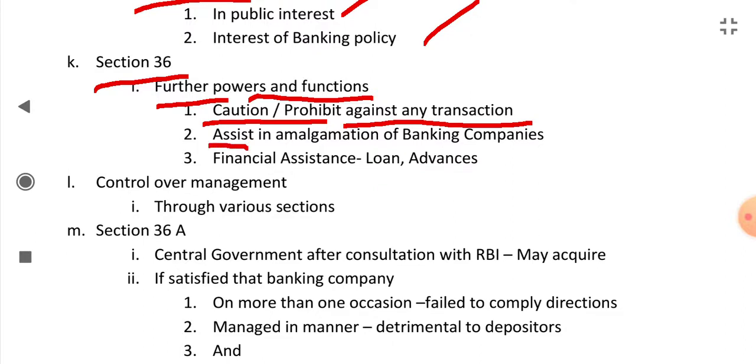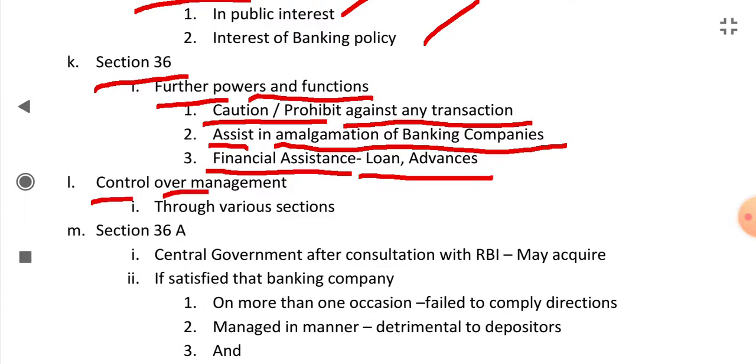RBI assists in amalgamation of banking companies. If there are two or more companies going to be amalgamated, then RBI assists in that amalgamation. Amalgamation means they become one. RBI also provides financial assistance in the form of loans and advances to the banks. RBI has control over the management of the banks through various sections.